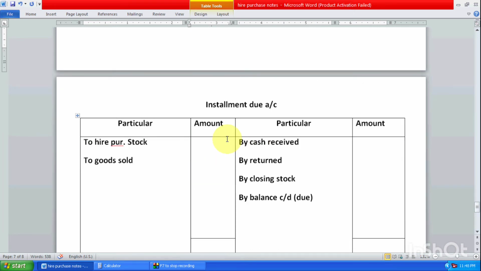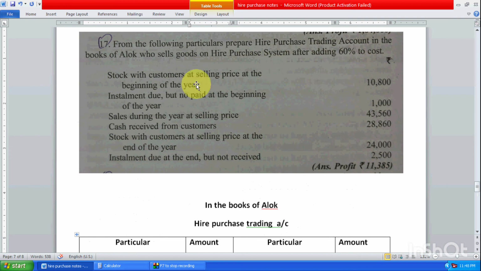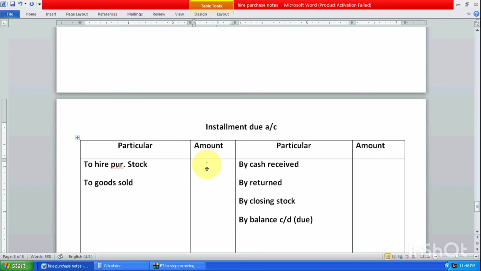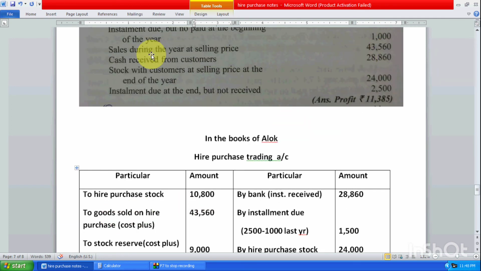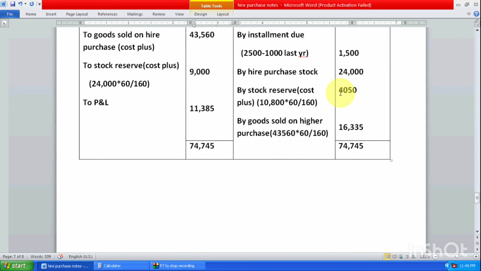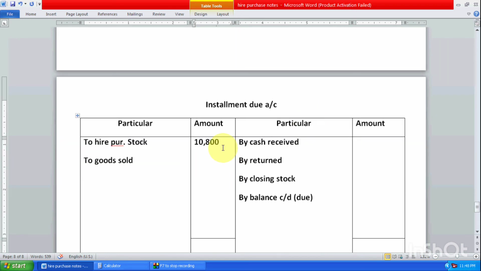Now go for installment due account. Installment due account is very easy. It is all the same, but some entries we have to omit. Here hire purchase stock, opening stock and goods sold we have to take. So how much is the opening stock? 10,800. So write 10,800 as the opening stock, and 43,560 is the goods sold on hire purchase.